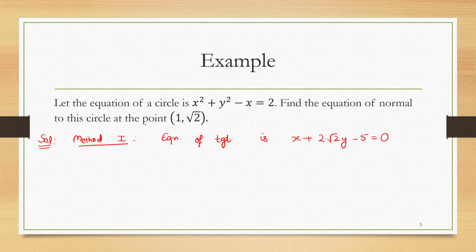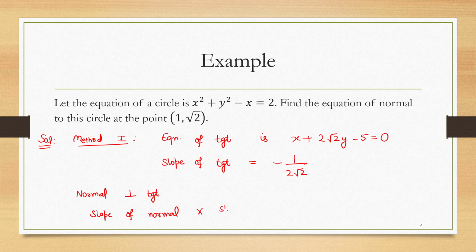So normal is perpendicular to tangent. So slope of tangent is equal to minus coefficient of x upon coefficient of y. Since normal is perpendicular to tangent, we know that slope of normal into slope of tangent has to be equal to minus 1.